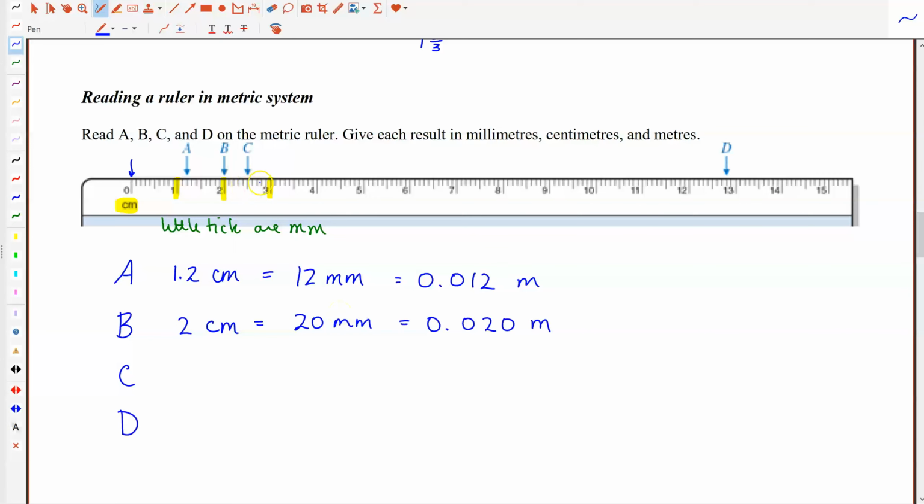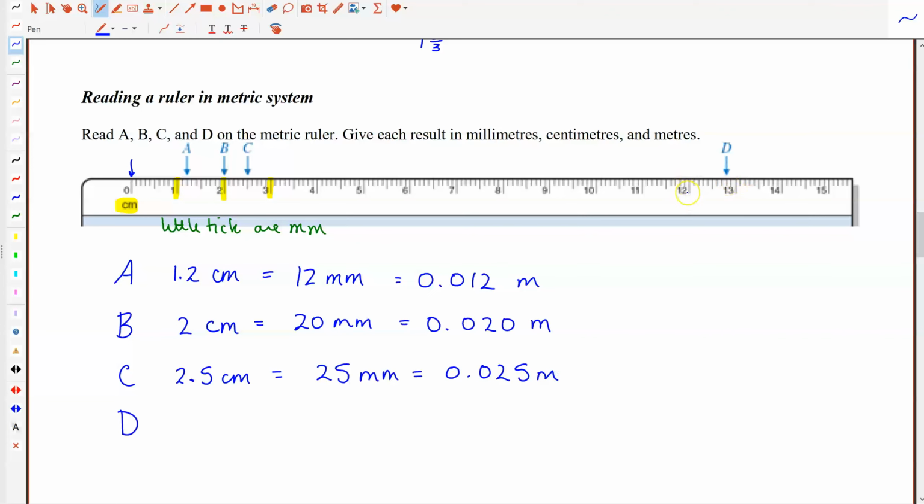For C, C is pointed right here at this long line halfway between 2 and 3, so that's the mark for 5. So this would be at 2.5 centimeters, which is equivalent to 25 millimeters. And then 25 millimeters would be 25 thousandths of a meter, so 0.025 meters.